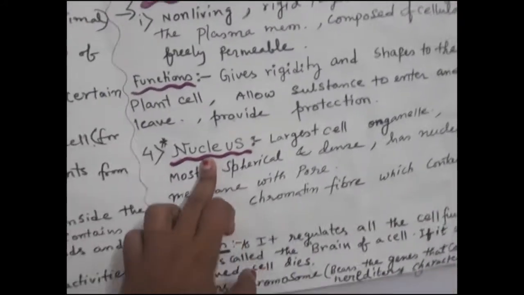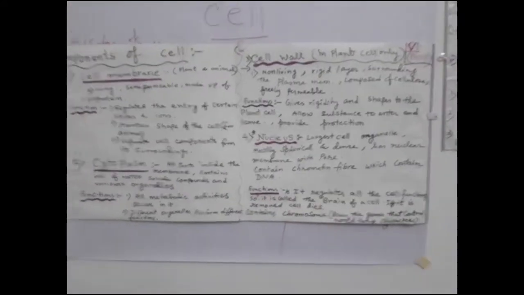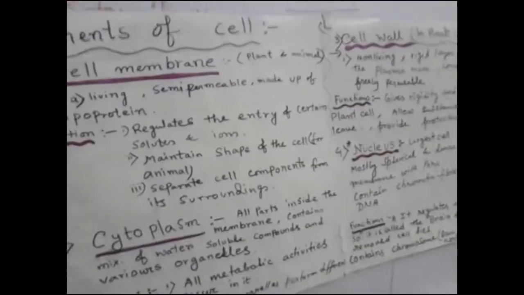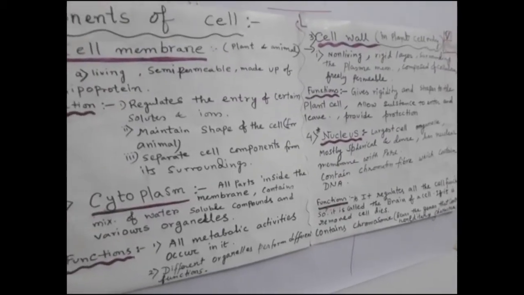Is it clear? So today we learned what we already know from this class. We know about the basic components of the cell. If the question arises, state 3 basic components of the cell, you must write it down like this: cell membrane, cytoplasm and nucleus are the 3 basic components of the cell, and this is the feature and this is the function of each of these 3.